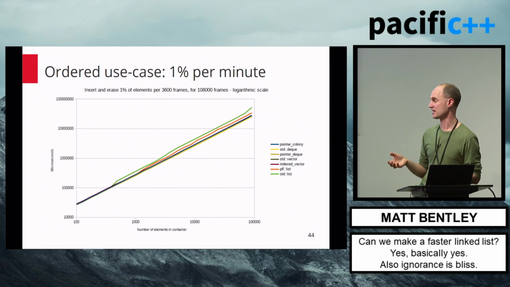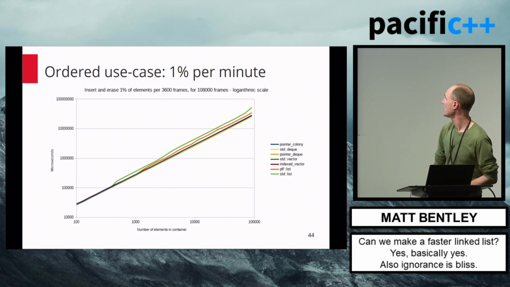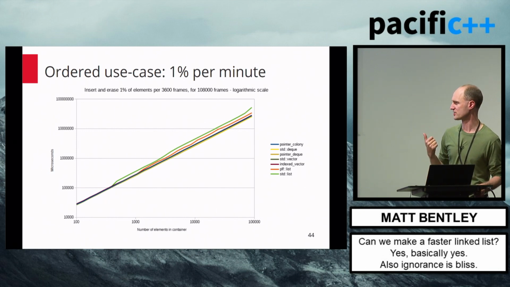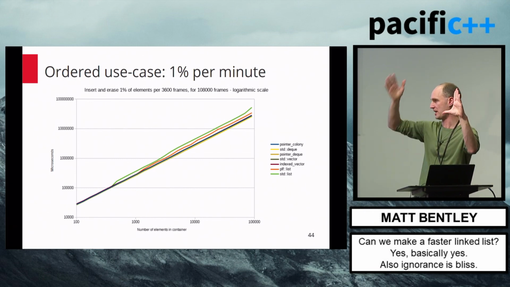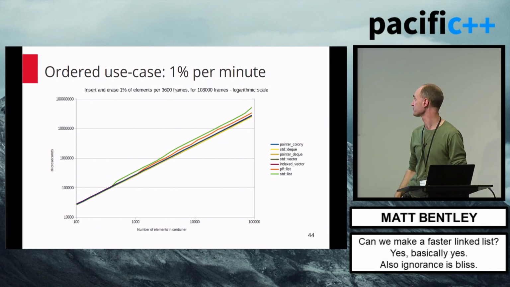Similar thing for index vector, it's just a vector of indexes to a vector of elements. And pointer colony is a similar concept. Colony, the container is unordered. So in order to make it ordered, you basically have a deque of pointers, and each pointer points to an element in a colony of elements.